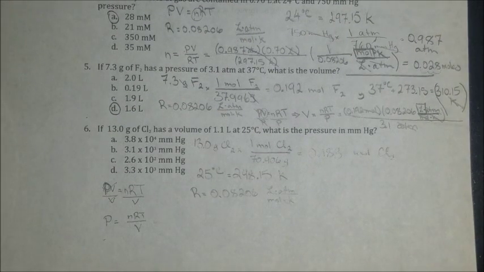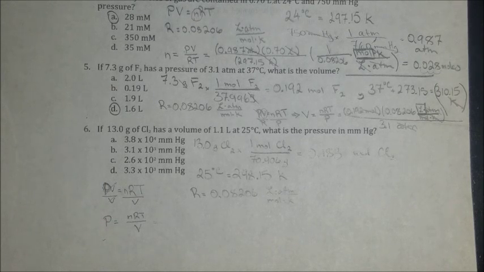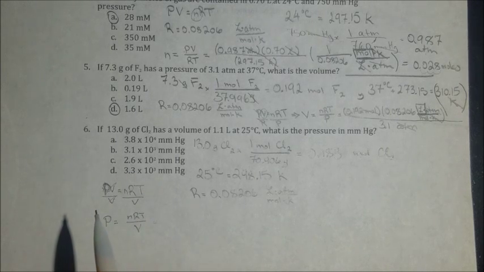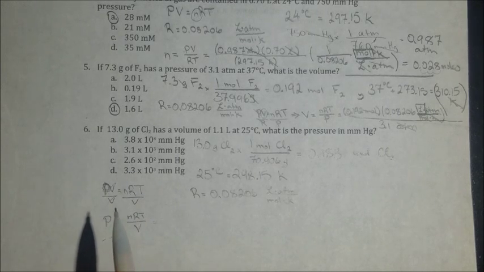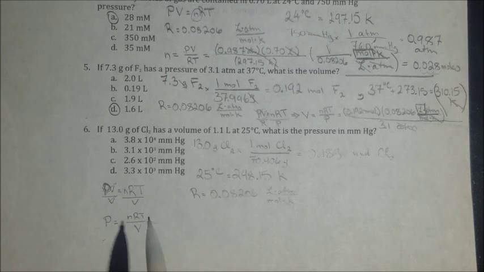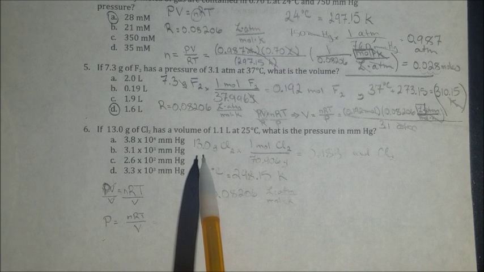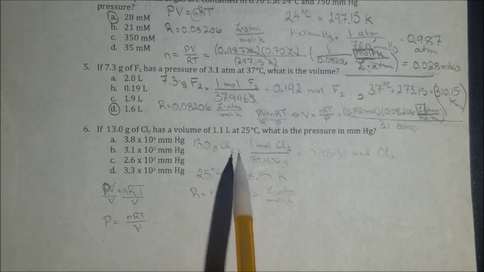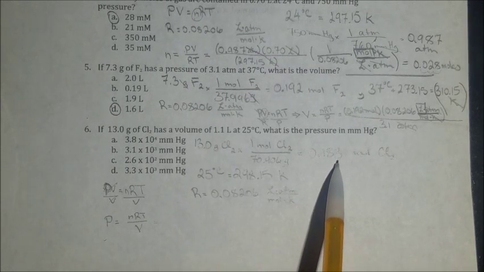So here in number 6 we have 13.0 grams of chlorine gas in a container with a volume of 1.1 liters at 25 degrees Celsius. And here we're being asked to determine what the pressure is in millimeters of mercury. I did a few things ahead of time, just like in number 5, because a lot of these problems have a lot in common. So I'm streamlining the steps so we can focus on the important differences between these problems.